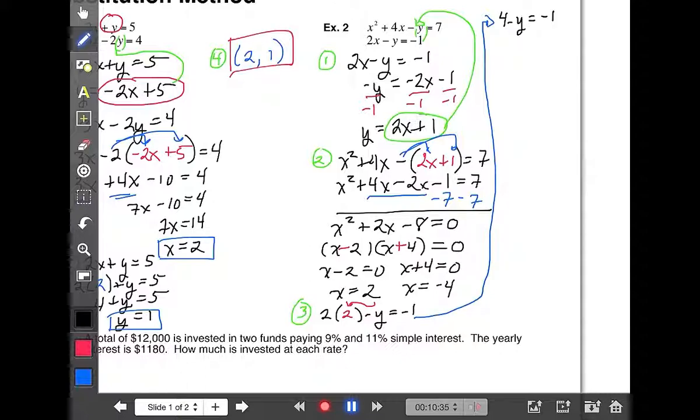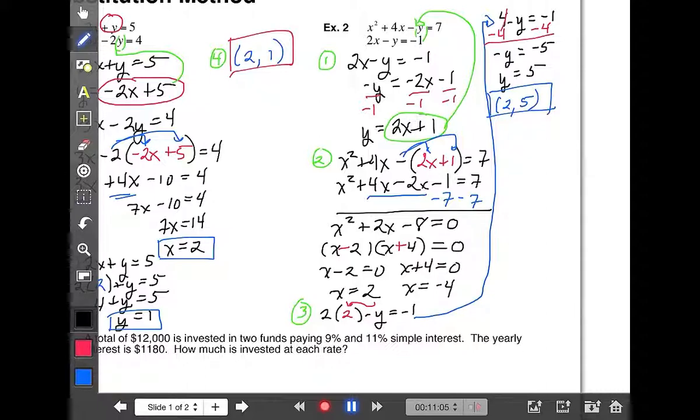To solve for y, shouldn't I subtract 4? And so that minus y doesn't go away, so I still have a negative y equals a negative 5. What does y equal? 5. So one of my answers is when x is 2, y is 5. So this is one of my answers right there.